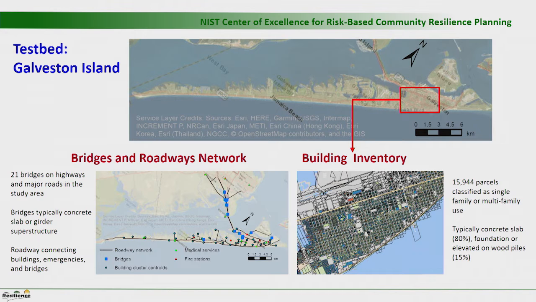I want to show you a very brief example of how some of these models are integrated within the framework, leveraging some of the ongoing work from one of our center test beds, which is in the Galveston area along the Texas coast. You see here an image of Galveston Island and the transportation system along the island as well as connecting the island to the mainland. You also see a set of building inventory.